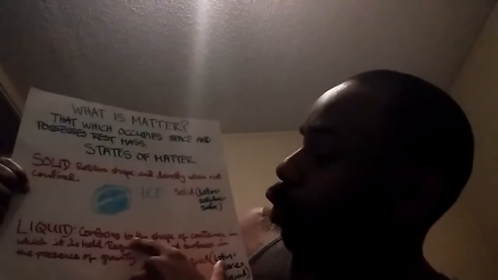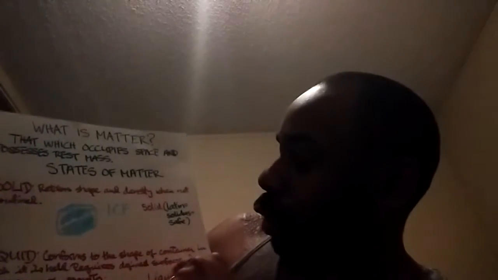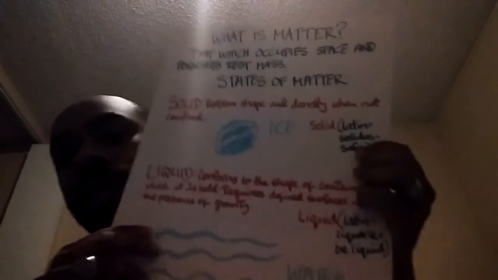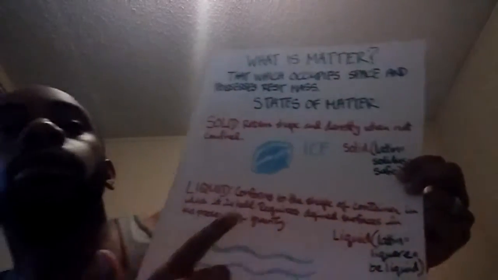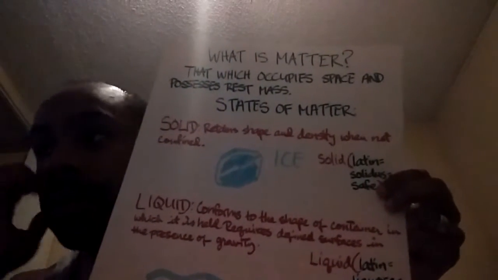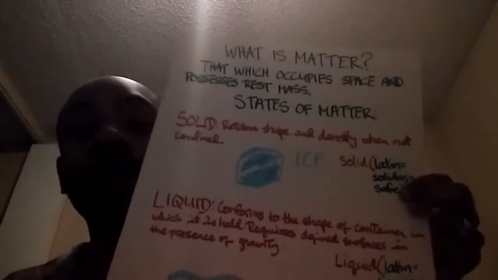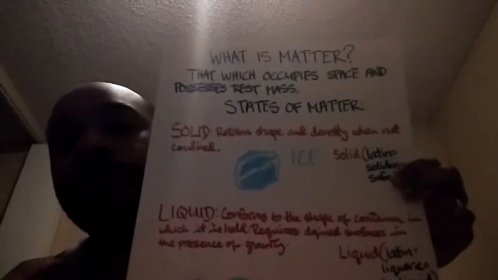Liquid conforms to the shape of the container in which it is held, and it requires defined surfaces in the presence of gravity. Now, liquid conforms, which means liquid will be the shape of whatever you put it in. If you put it into a cup, it becomes the cup. You put it into a pot, it becomes the pot. Simple as that. It becomes what you put it into.